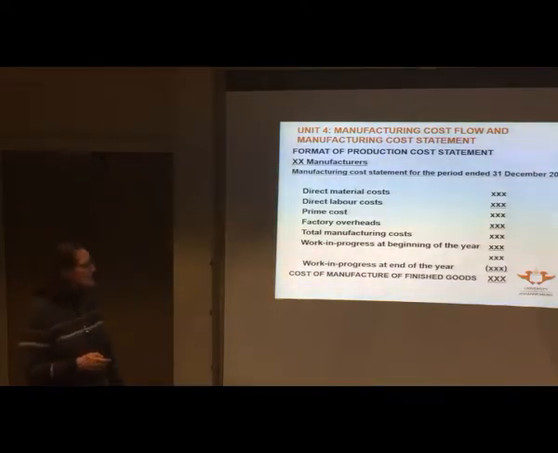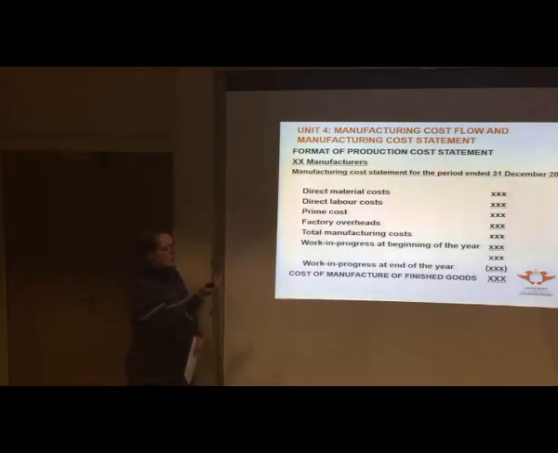Okay, so let's go. This is your format for your production cost statement, for your manufacturing cost statement. We take the direct materials and the direct labor, those are the direct costs. We call them the prime costs, we add them together. We then calculate the factory overheads, add it to that, and we get the total manufacturing cost.